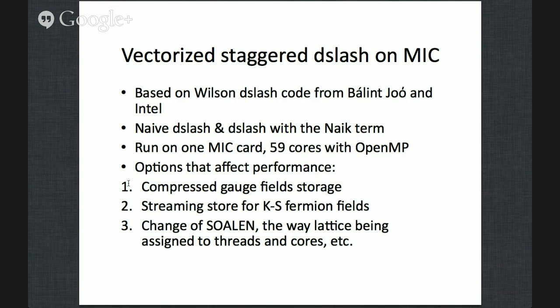Also, there were some options that can potentially affect the performance. First is the compressed gauge field storage. The second is streaming store for the staggered fermion output fields. And the third is change of the SOA length and how the lattice sites are being assigned to threads and cores on each OpenMP loop. I'm going to explain this in the following slides.